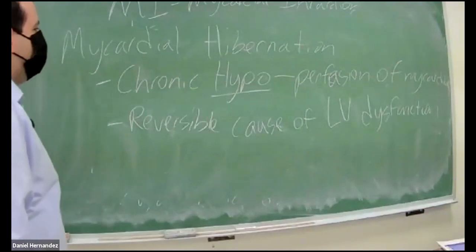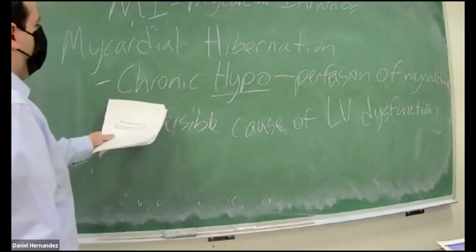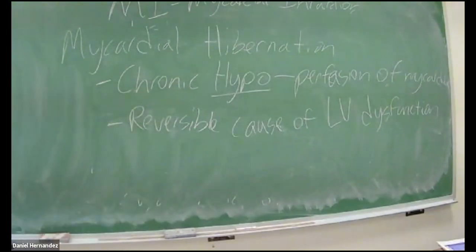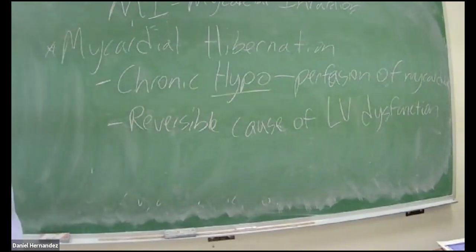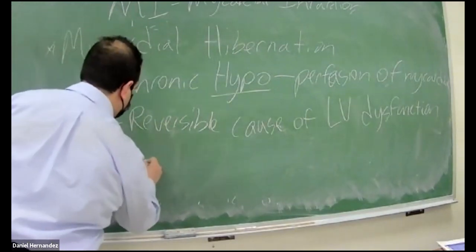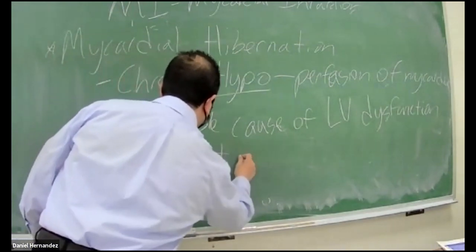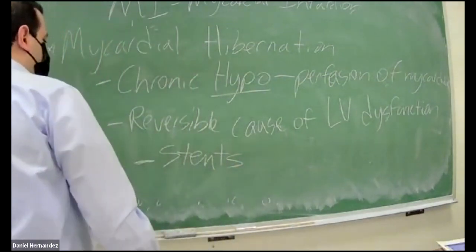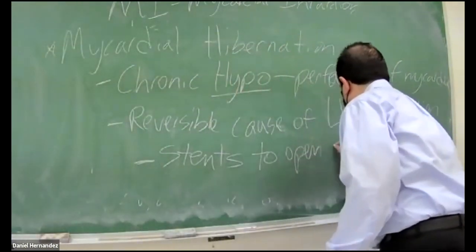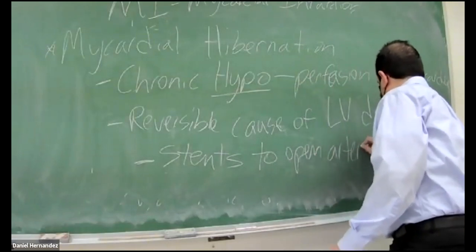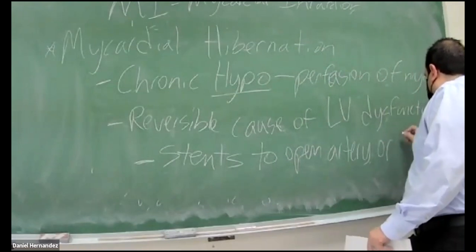So if the myocardium's not getting enough blood flow over a long period of time, you wind up with something called myocardial hibernation. But it is reversible. They could potentially use stents to open up the artery, or bypass.